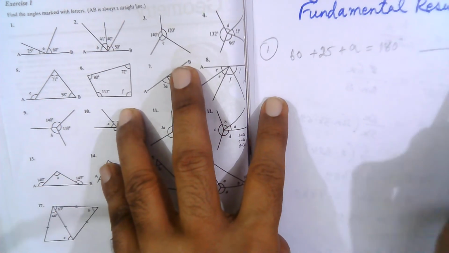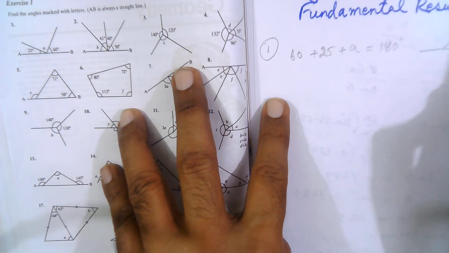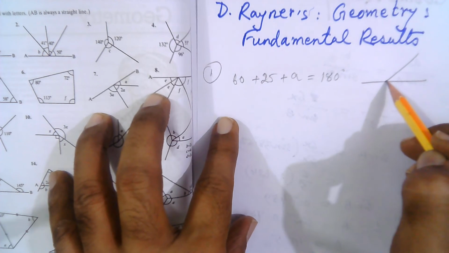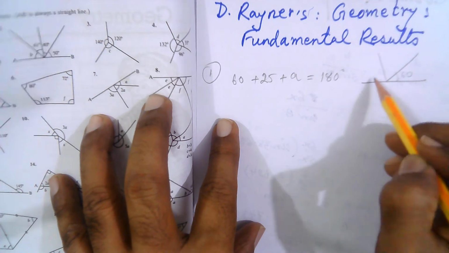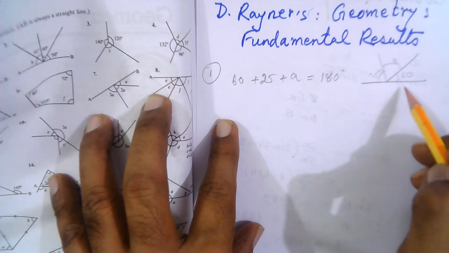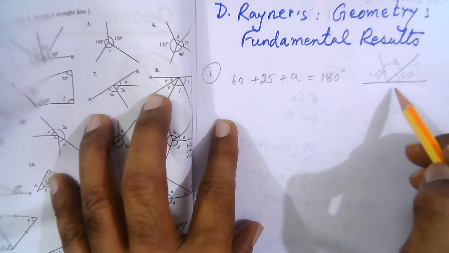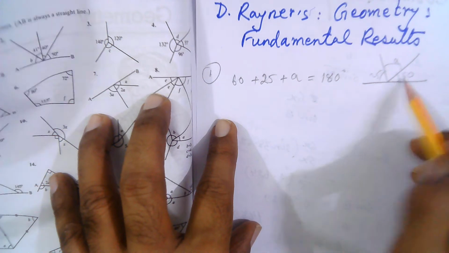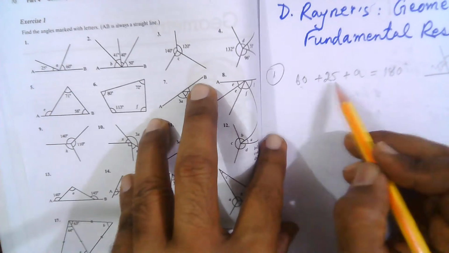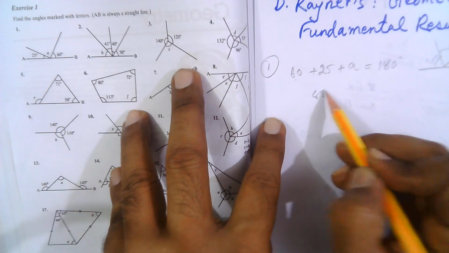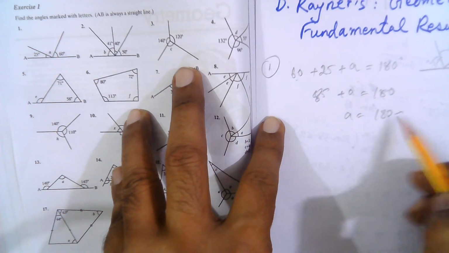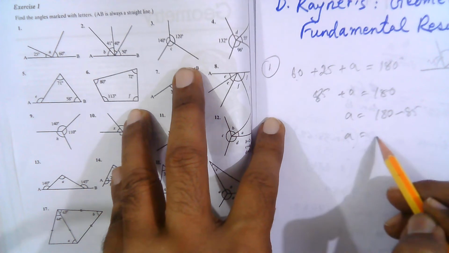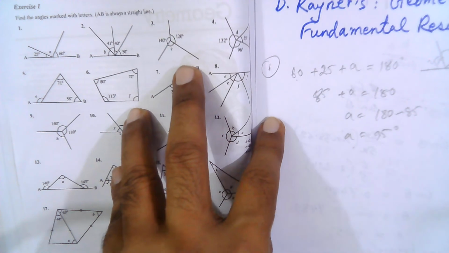If there is a straight line and another one touches it, what will happen? Then another one touching, this is 60, this is 25 and this is A. So whatever the number of angles may be, the sum total will be 180. Therefore 60 plus 25, 85, plus A, is 180. A will be 180 minus 85, that is 95 degrees.